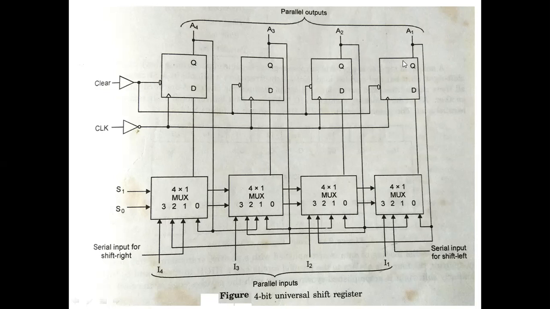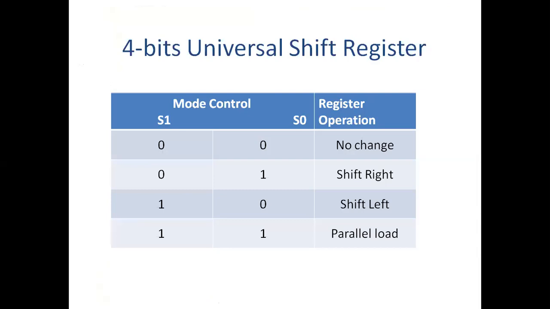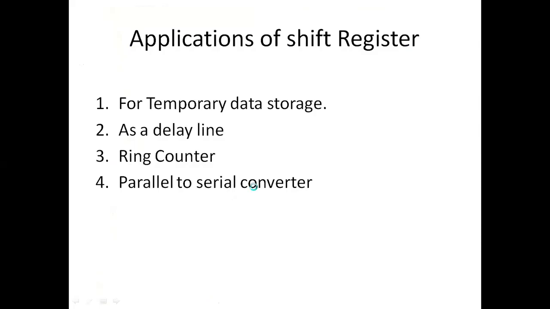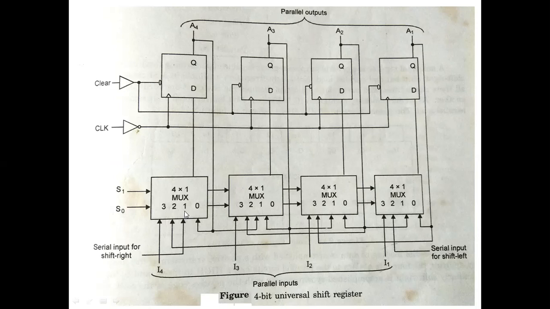Now when we consider 0, 1, that is S1 is 0 and S0 is 1, the shift right operation will be performed. So 0, 1 means D1 data will be selected. Whatever the data at D1, that will be taken as output for all the multiplexers. So here the serial input for the shift right operation is taken from here. So D0 or D1 data will be taken as the serial input for the shift right.